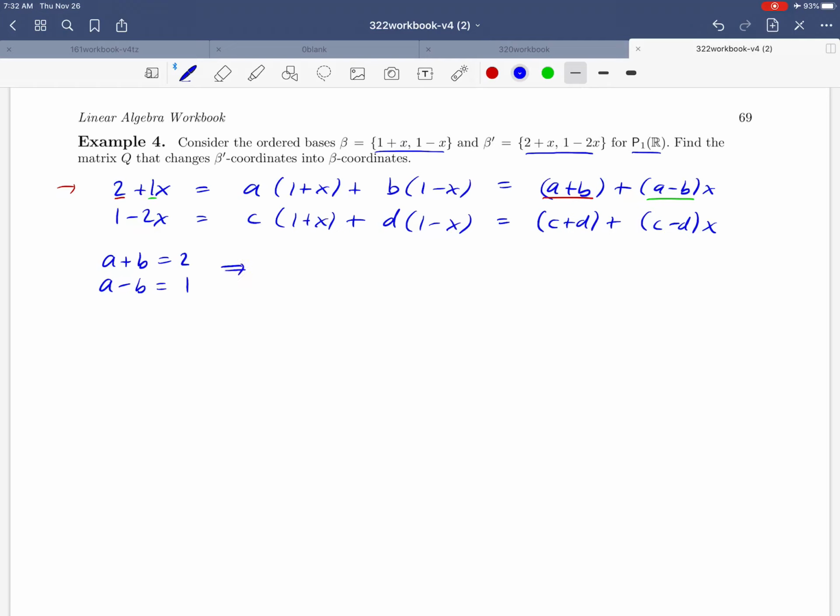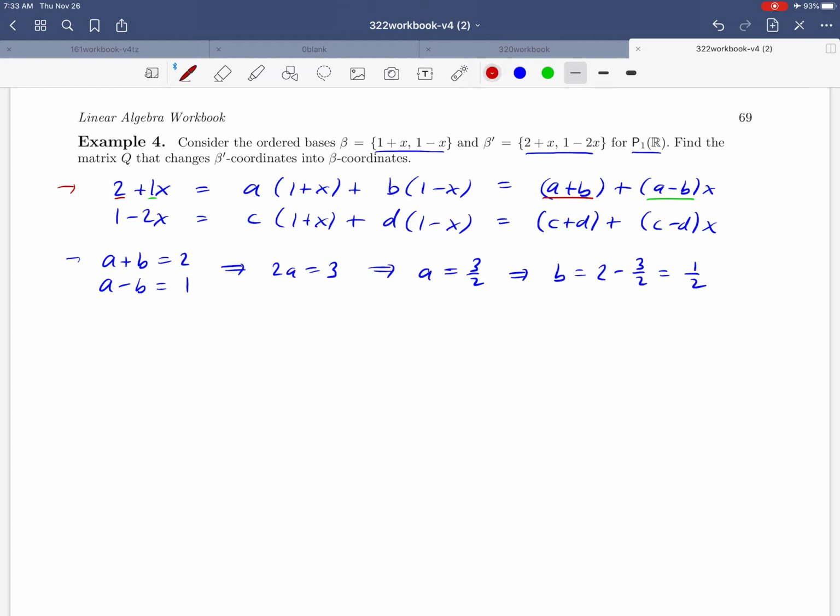We can solve that system. We can take the two equations and add them together to cancel out the B's. That's going to give us 2A = 3, which gives us A = 3/2. Now that we know what A is, we can figure out what B is. Let's look at the first equation. From the first equation, B = 2 - A, which we now know is 2 - 3/2. That's going to give us 1/2. So we've just figured out what A and B are.